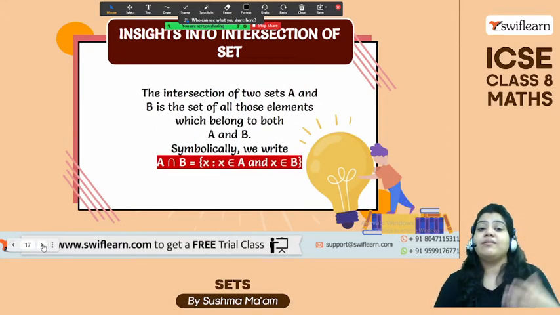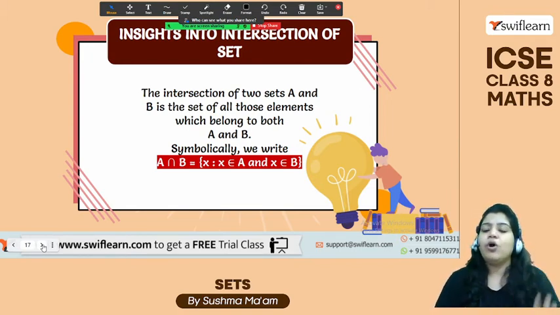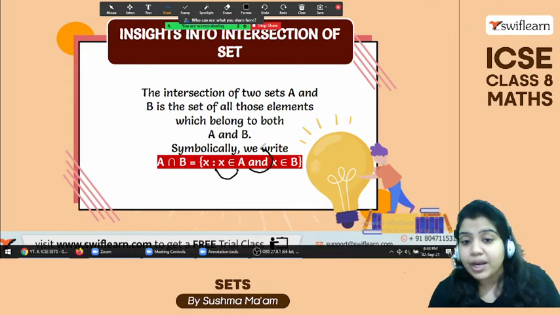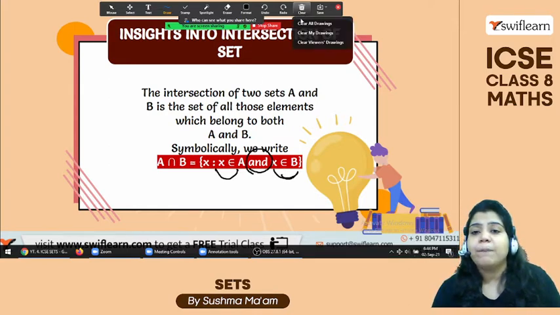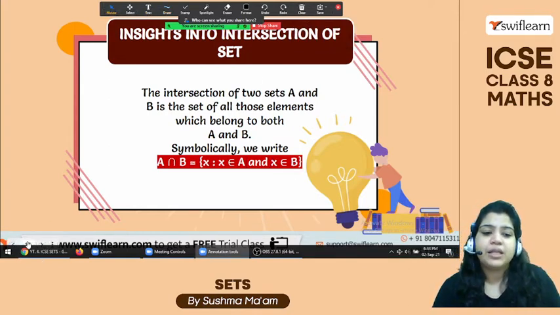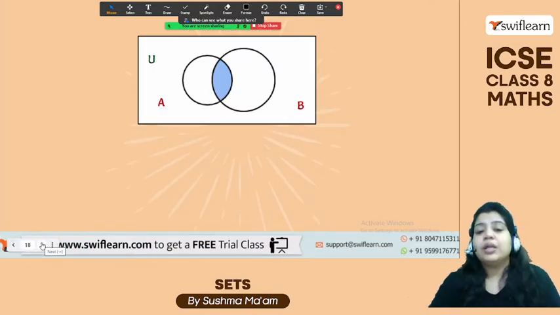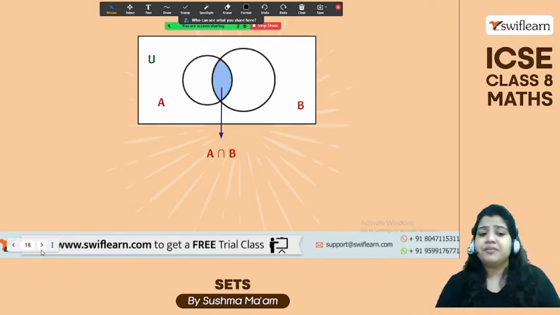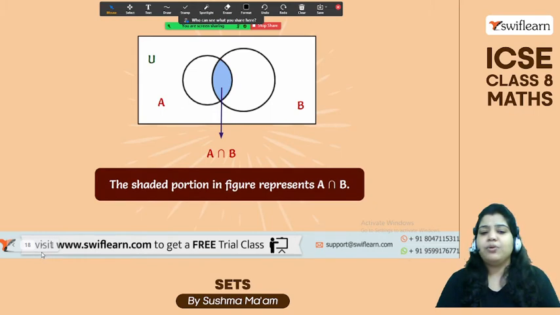Let's see this inside intersection of sets. Remember one thing: the intersection of two sets A and B means elements that belong to both A and B always. We already saw this point: x belongs to A as well as x belongs to B, that's compulsory, otherwise you will not be able to find this intersection. Now this is a Venn diagram, students. We have the two sets and this part is the intersection, the shaded part, A intersection B.